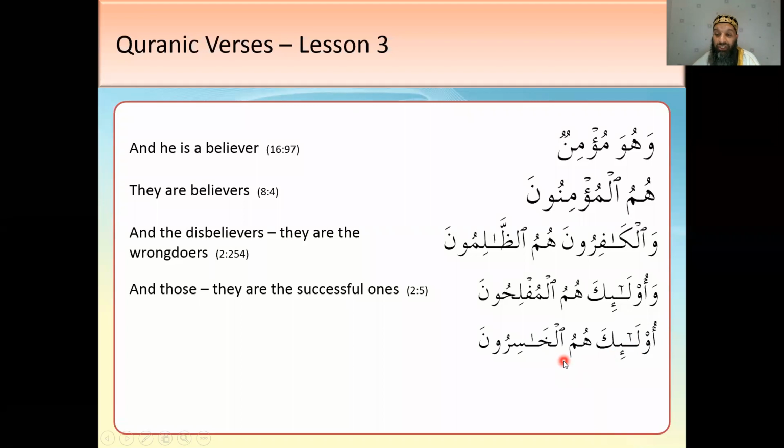khasirun. What's khasirun? Plural going on. You just need to know what khasara means. If you know what that means, then you will know what khasirun means. Those who are lost. وَالْعَصْرِ إِنَّ الْإِنسَانَ لَفِي خُسْرٍ. By the time, verily mankind is in what? Khusr, loss. So this is losers. Khasirun is losers, plural.